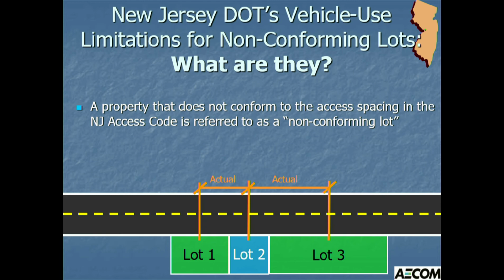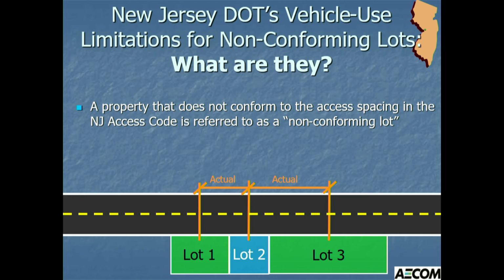And it's also important to note that for purposes of the non-conforming lot, the access spacing is measured differently than it would be. The access spacing for purposes in New Jersey are used for determining conformance or non-conformance with the spacing criteria. Where the driveway actually gets located is based on the specific site conditions.